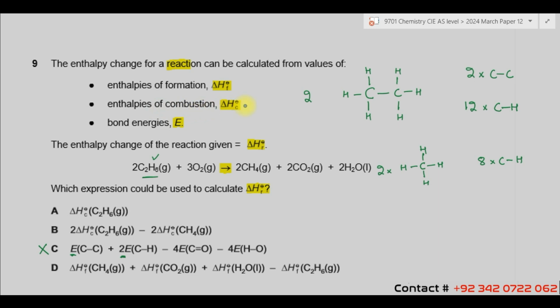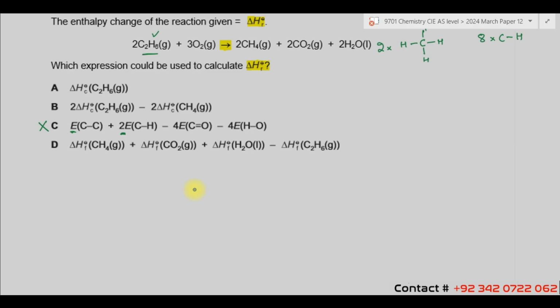Now let's do enthalpy changes of combustion values. So we can rewrite this equation. C2H6, O2, CH4, CO2 and H2O. We can write the combustion products. So whenever hydrocarbon is combusted, it forms CO2 and H2O. When methane is combusted, it forms the same product. We need oxygen.